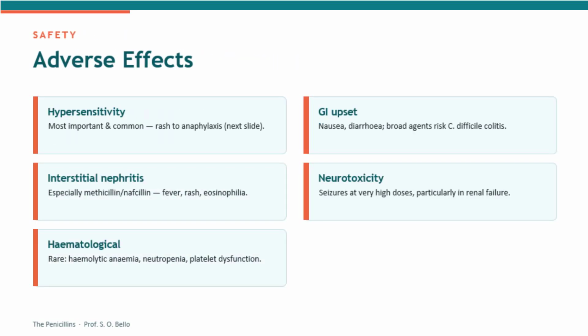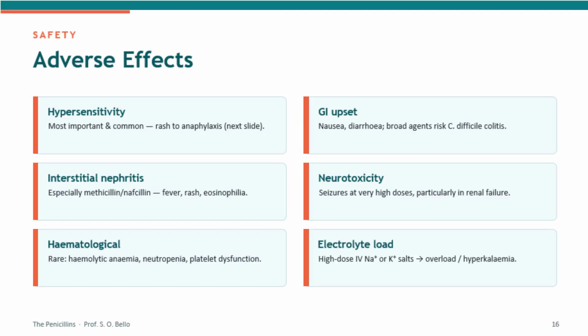Penicillins are among the safest drugs we have. That wide therapeutic window is one reason they're so widely used. But they're not without adverse effects. By far the most important is hypersensitivity, which ranges from a mild rash to life-threatening anaphylaxis, and because it's so central, I've given it its own slide next.